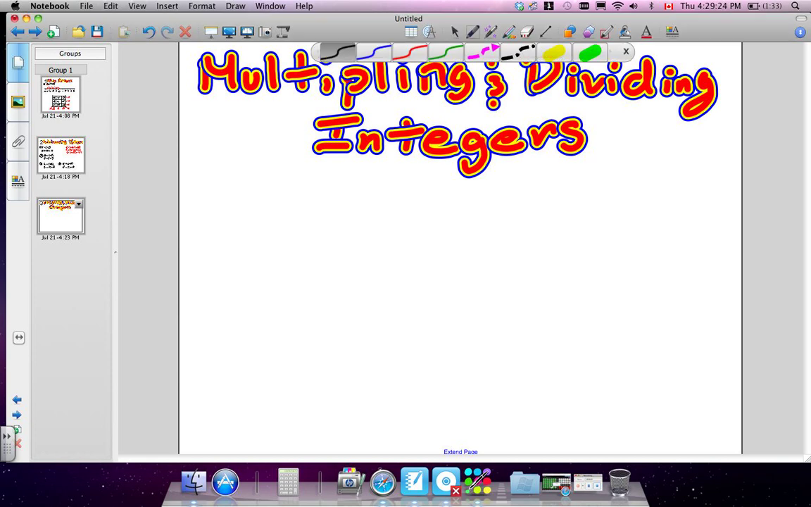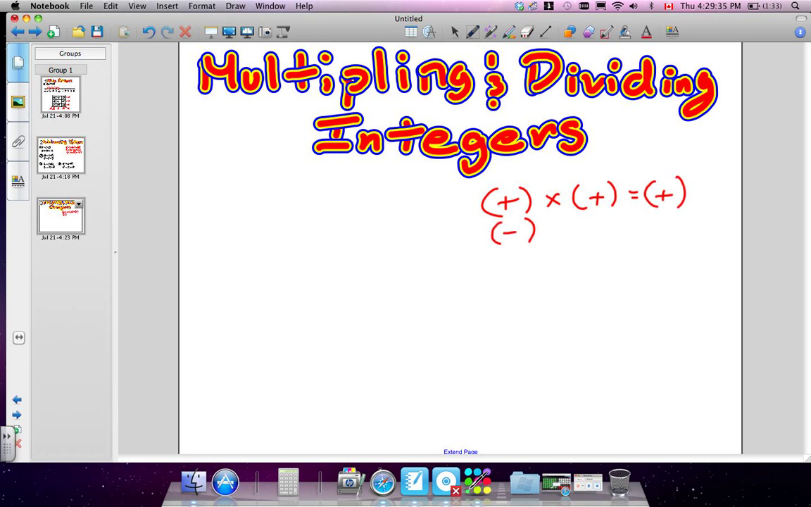Okay, multiplying and dividing integers. Just like in the last one, we went over these quick rules. If I have a positive multiplied by a positive, my answer is going to be positive. If I have a negative multiplied by a negative, my answer will still be positive. And then if I have a negative times a positive, my answer will be negative. Okay. So once we know that, all we have to do is focus on the numbers. And that's the exact same for division too. Instead of rewriting it 3 times, just remember that's the exact same thing for division.